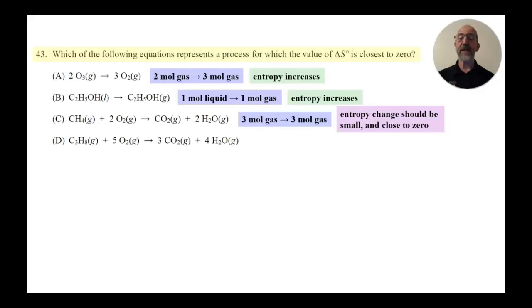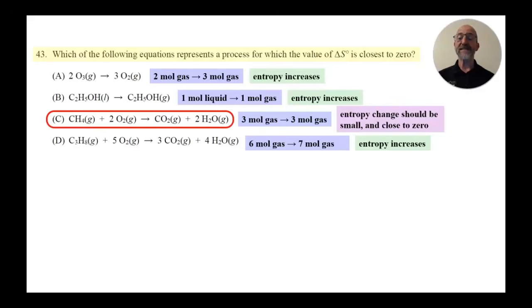And then finally, looking at choice D, I see a total of 6 moles of gas on the left, and I see a total of 7 moles of gas on the right, so that would involve an increase in entropy. So the correct answer to question 43 is choice C. Because there's the same number of moles of gas on each side of the equation, we would expect the value of the change in entropy, or delta S, to be closest to 0.